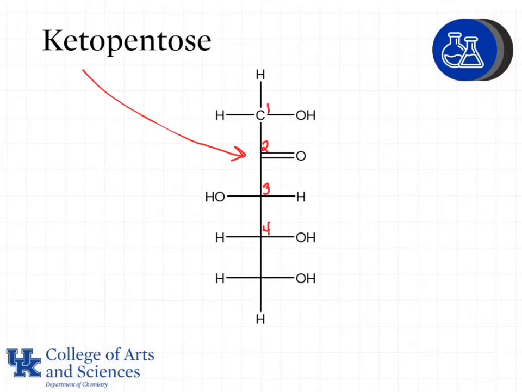Next, we see that we have pentose, and so we have 5 carbons in the molecule, so we use the prefix pent. And then we have the ending OSE, which tells us we have a carbohydrate. Note that in every carbohydrate molecule, there's at least one oxygen and a hydrogen attached to every single carbon atom.